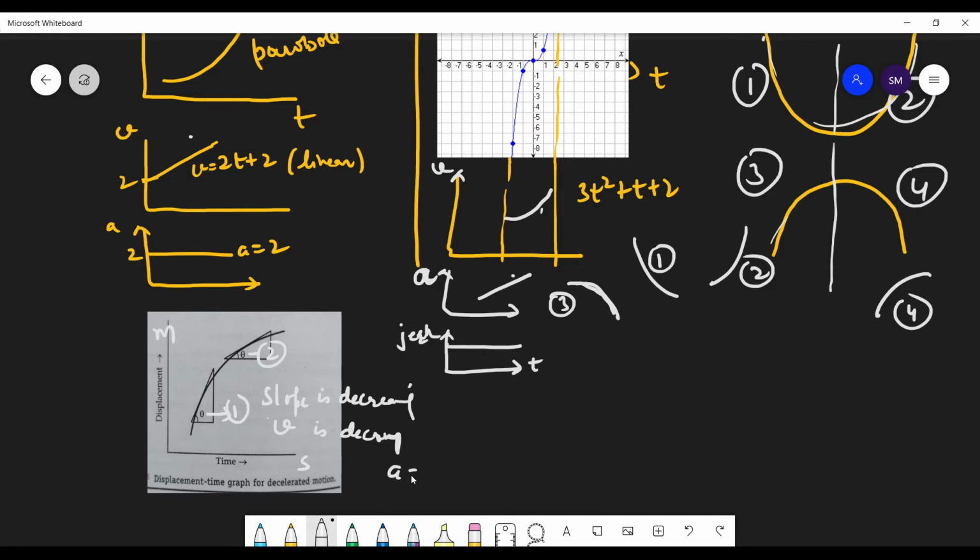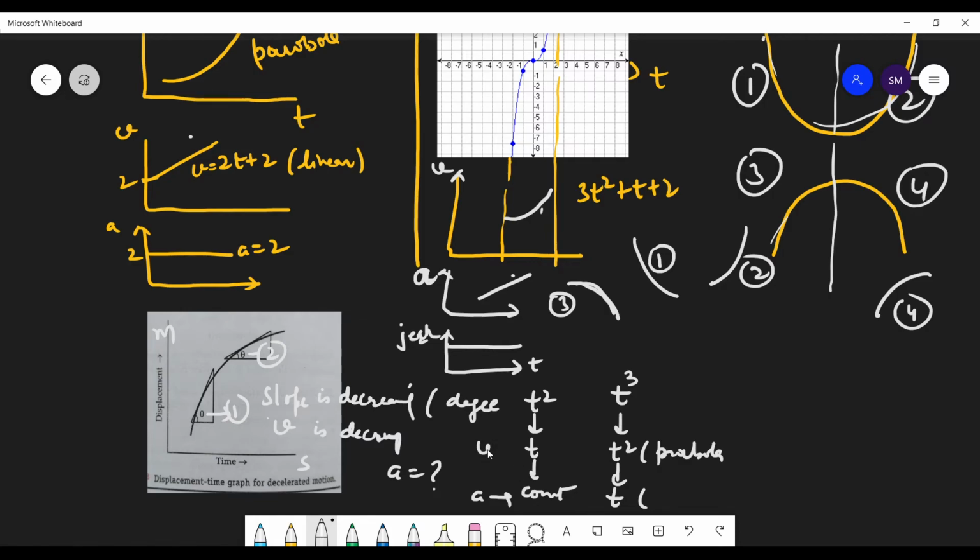Sir, what about acceleration? I can't tell. If the displacement is of degree 2, that is t raised to the power 2, then I will get t in velocity and constant acceleration. But if the displacement is of degree 3, then velocity will be of degree 2, that is I will get a parabola here, and then I will get degree t for acceleration. So it depends on where you are starting. Is this clear?